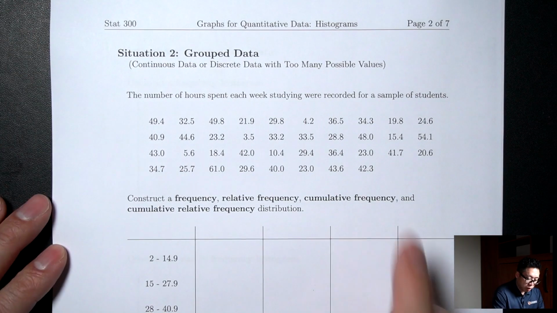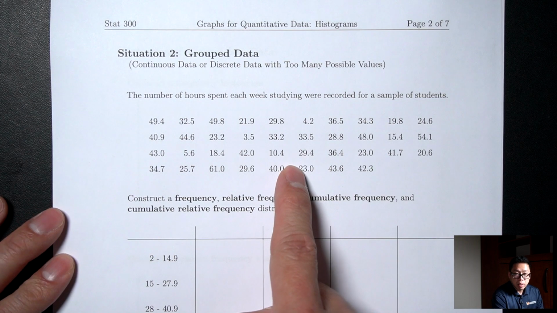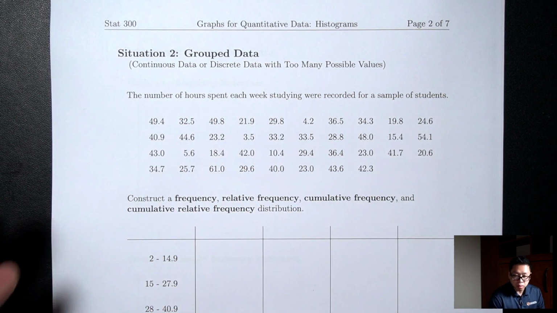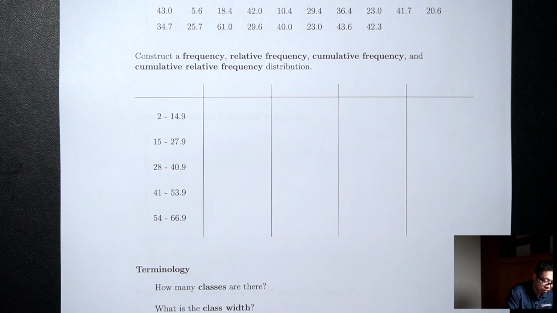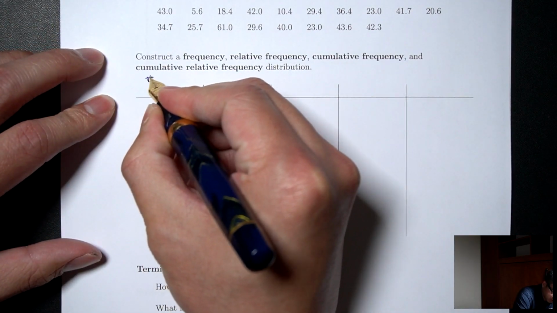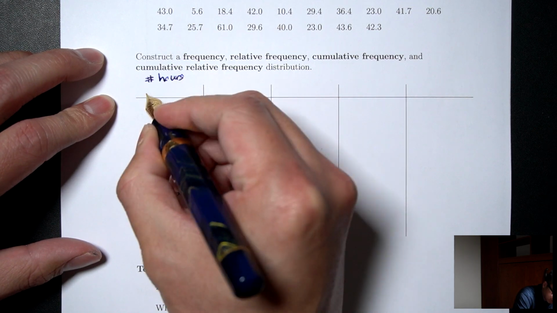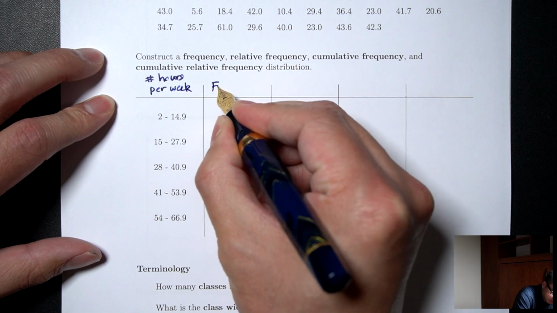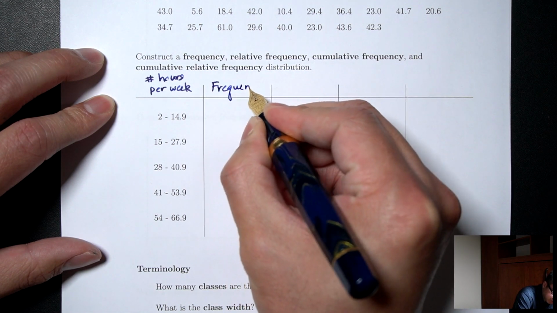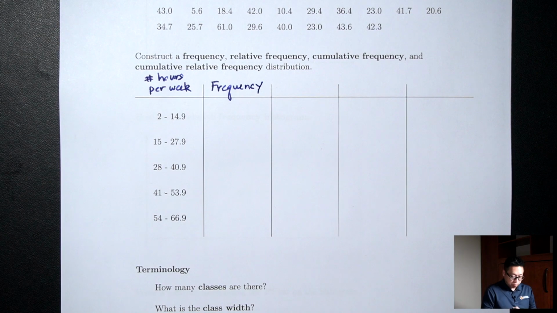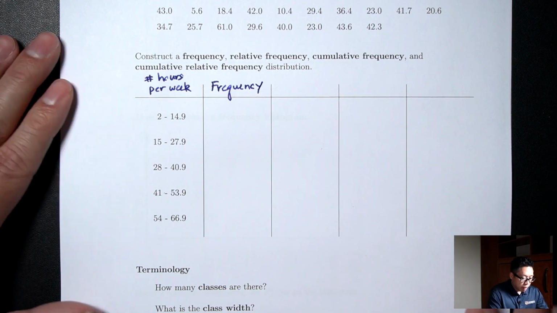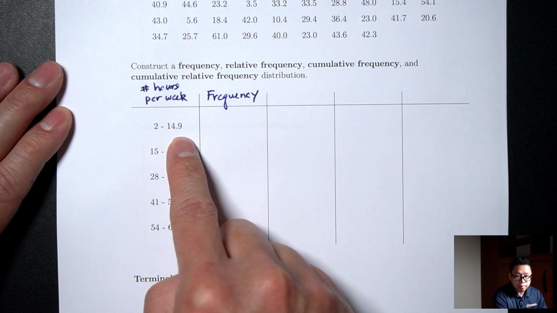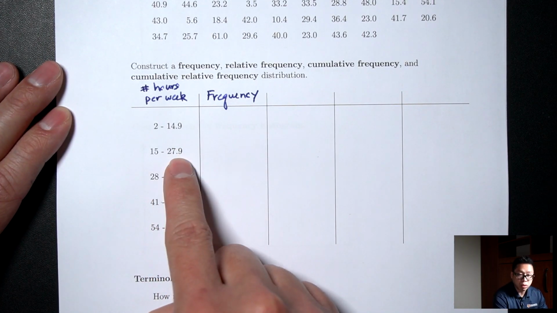And the question is, what do these numbers represent? These numbers represent the number of hours spent per week studying. So this is number of hours per week. And we're going to find our frequencies also. So we're going to count how many data values are between 2 and 14.9. How many data values are between 15 and 27.9.